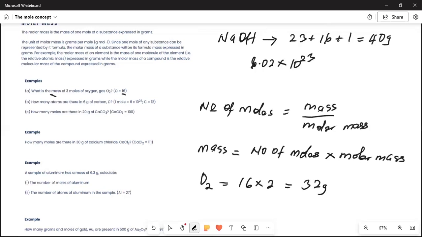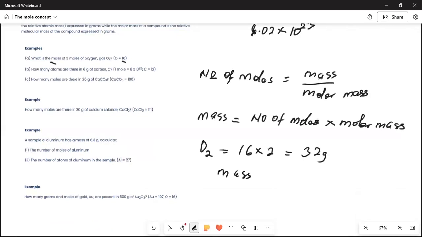Therefore, the mass of 3 moles of oxygen will be number of moles, which is 3, multiplied by the molar mass, which is 32. The mass is equal to 3 times 32, and 3 times 32 is 96. So 96 grams is the mass of 3 moles of oxygen. Okay, the next example says: how many atoms are there in 6 grams of carbon, given that 1 mole of carbon is 6 times 10 to the power of 23, and carbon has a relative atomic mass of 12?